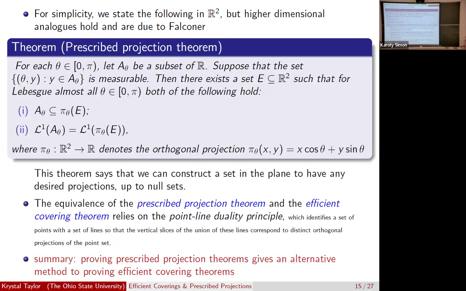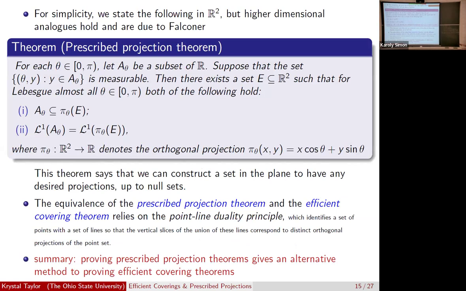I'm just stating, you can probably guess what this theorem says, even though it has lots of notation. This is just the prescribed projection theorem written in 2 dimensions. For simplicity, we state the following in R2, but higher dimensions are available due to Falconer. Here, you start with your collection of projections. For each theta, you get to choose a projection, up to some measurability constraint.